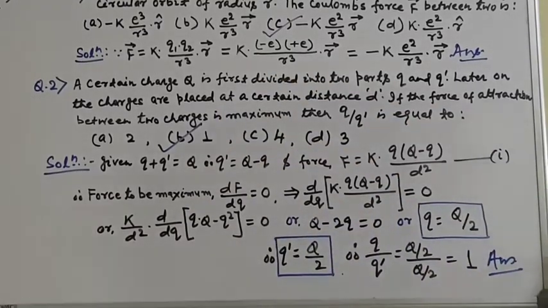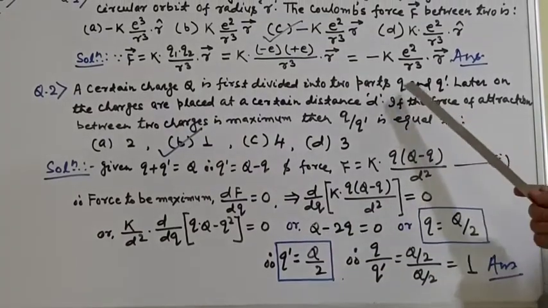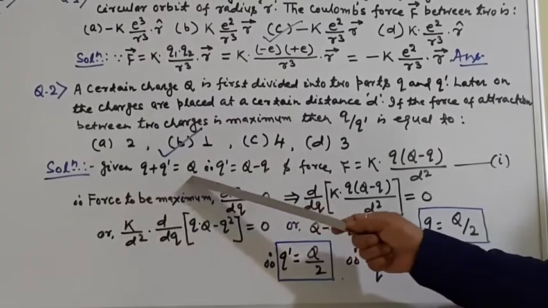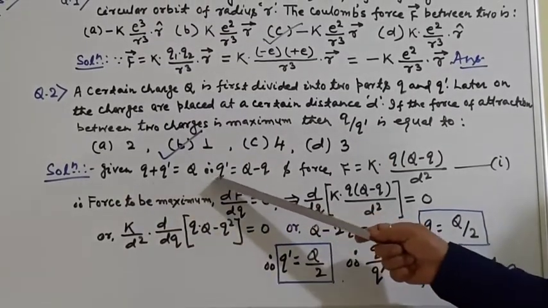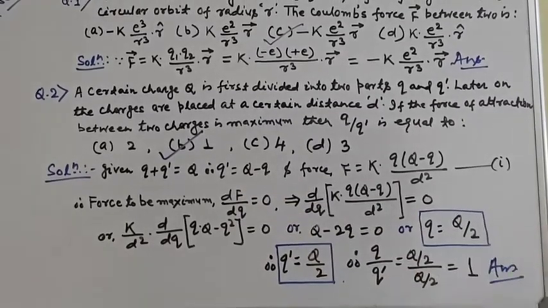Here is the solution. According to the question, Q is divided into q and q dash. It means q plus q dash is equal to Q. Here is written q plus q dash is equal to Q. Solve it. Therefore, q dash is equal to how much? Capital Q minus small q.